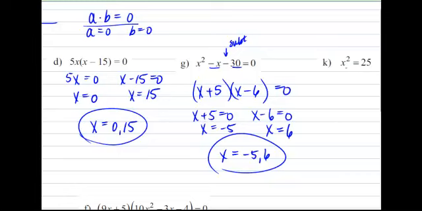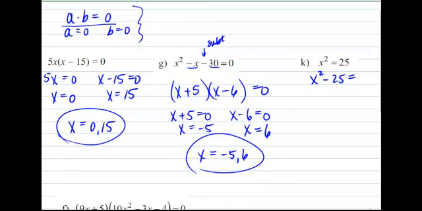And notice that I have a term equal to something other than 0. I cannot solve this using our identity up here unless my equation is equal to 0. So what I need to do is first subtract 25 so that it is equal to 0. Now I can factor this.